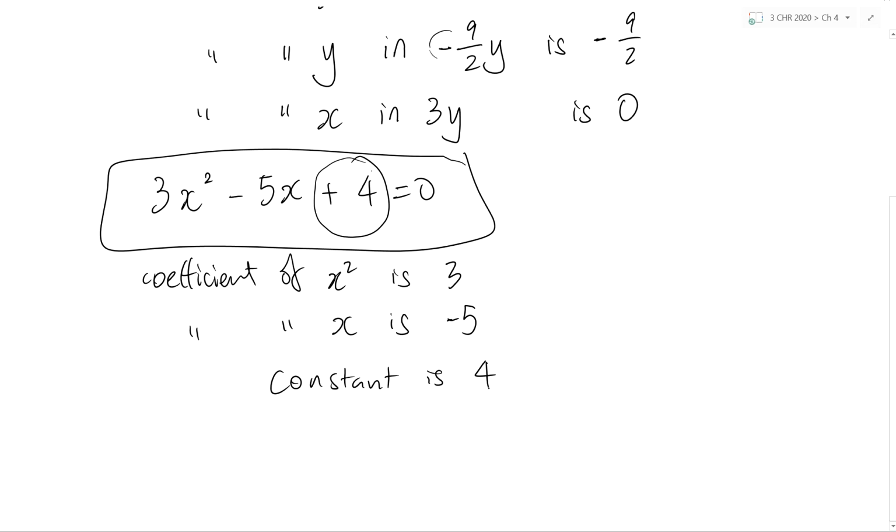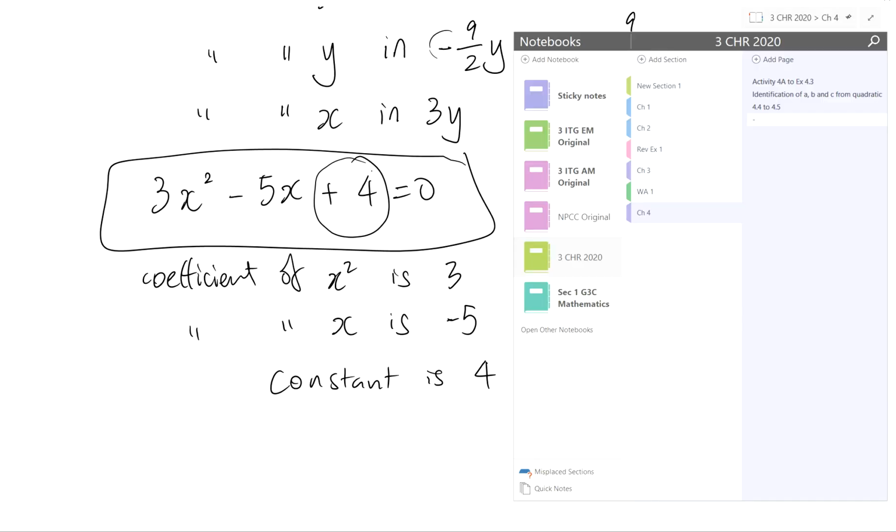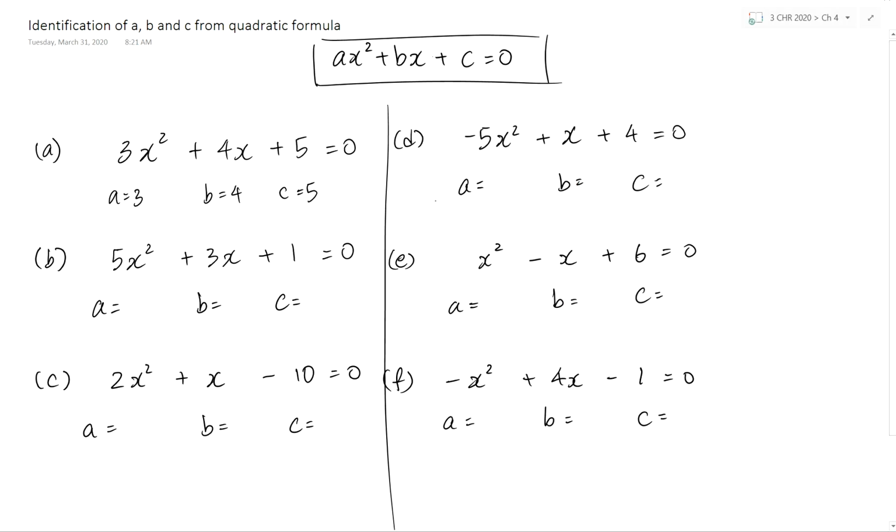Alright? Now let's try these questions. Don't worry, they are very simple. Okay, don't get frightened. Now, let me show you what I'm trying to do. Here we have an equation, ax squared plus bx plus c equal to 0. Okay, let's just focus on this equation on top. What is the coefficient of x squared? A. Do you see it?